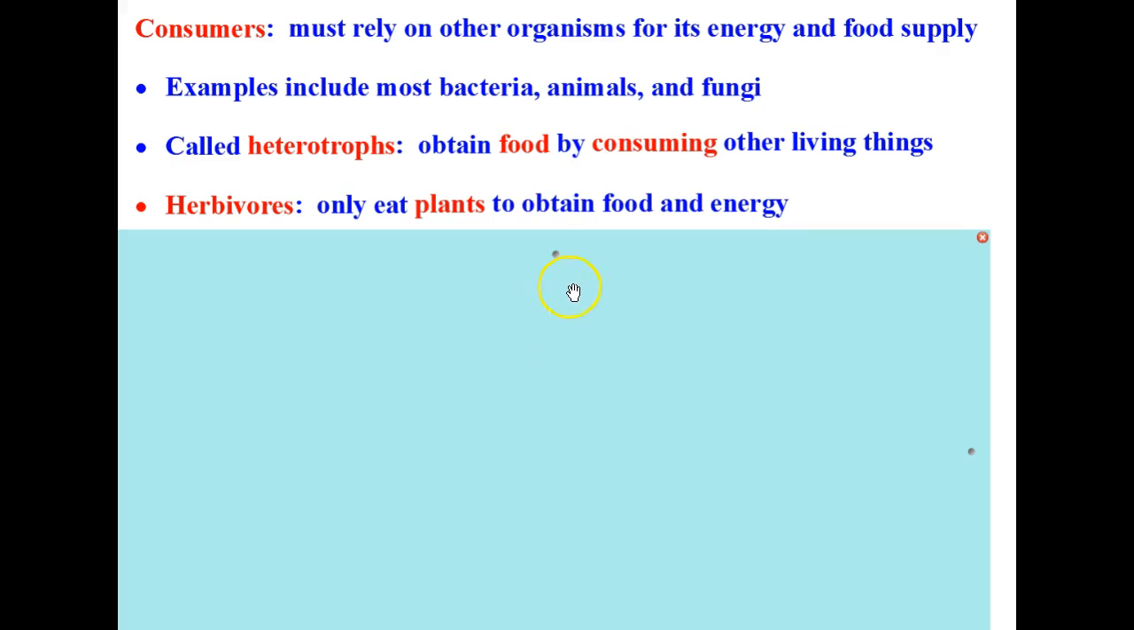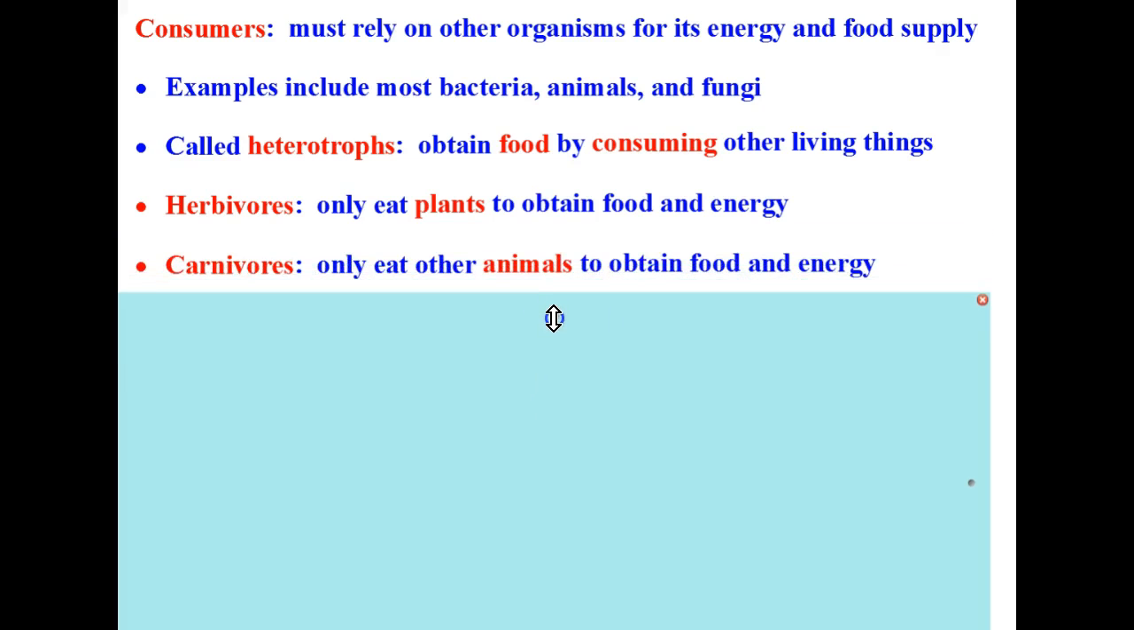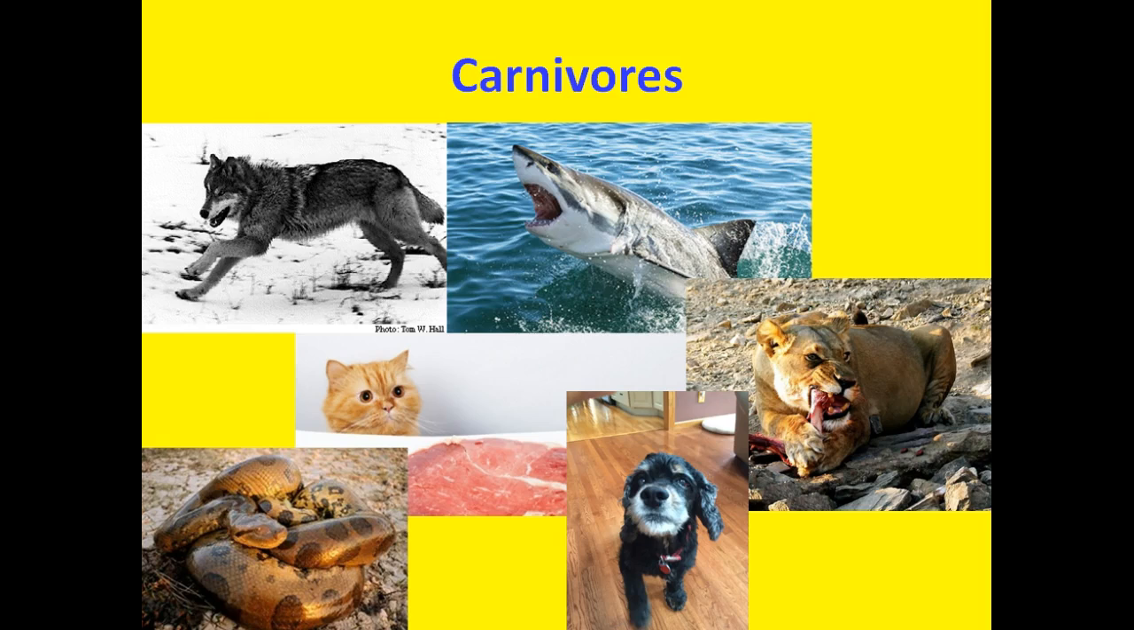Another type of consumer are what are called carnivores. Carnivores only eat other animals to obtain food and energy. Often referred to as meat eaters, carnivores include wolves, sharks, the lion pictured here, cats, snakes, and Smudge, our pet dog.